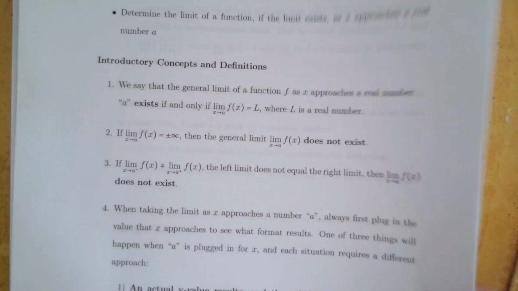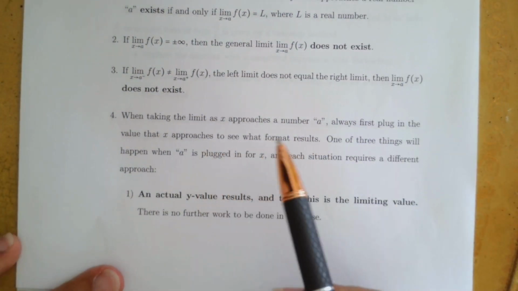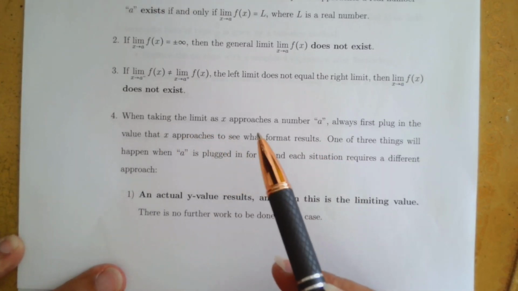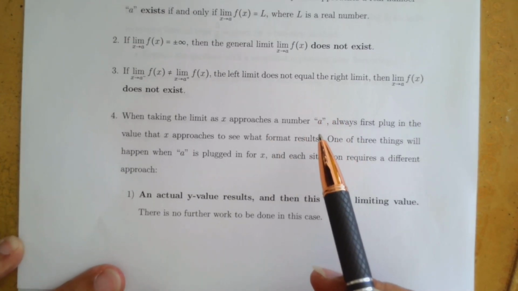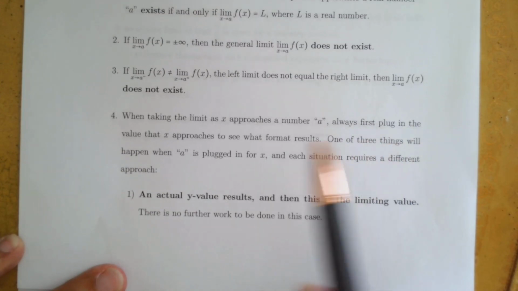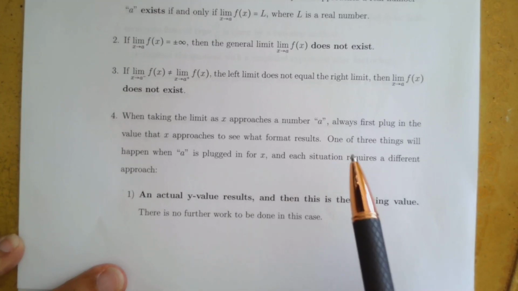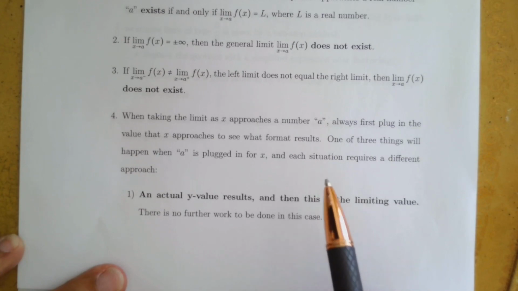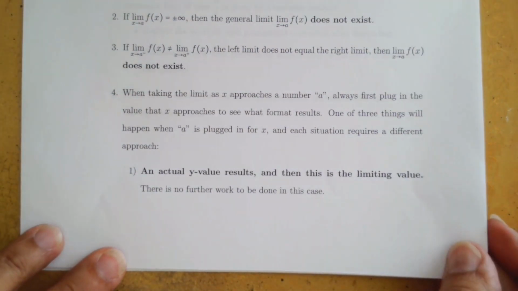All right, let's look at number four. Number four says, when taking the limit as x approaches a number a, that sounds kind of weird, but when taking the limit as x approaches a value, whatever that number is that we're looking at, so in this case a, always plug in that value that x approaches to see what format results. One of three things will happen when you plug a in for x, okay? Each of these next three situations require a different approach. So again, we touched on this last time.